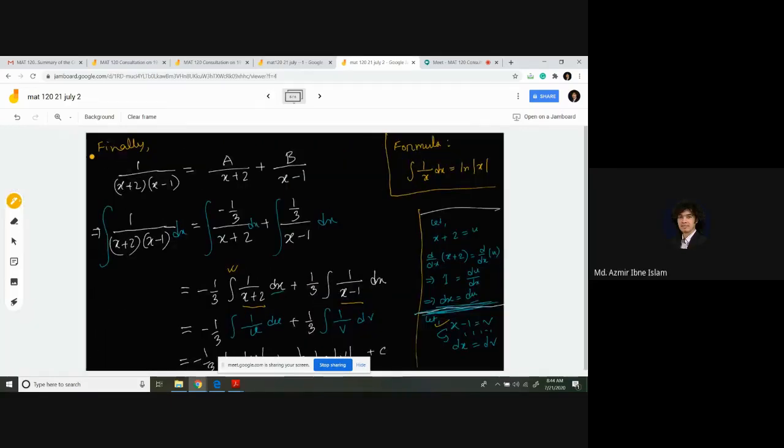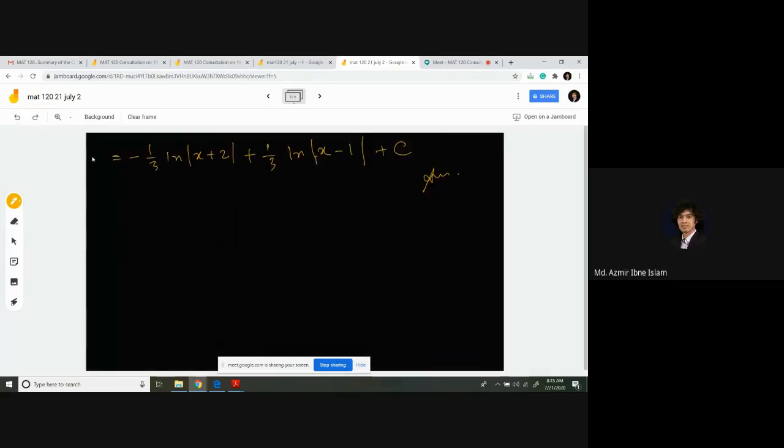Whatever process I have applied here, you don't need to show all these things, but this is the very basic of integral calculus. You can directly write your answer if you can do. Okay, so next question.